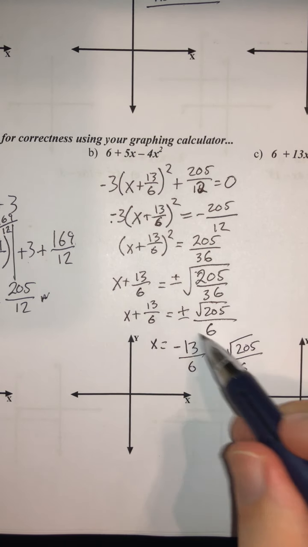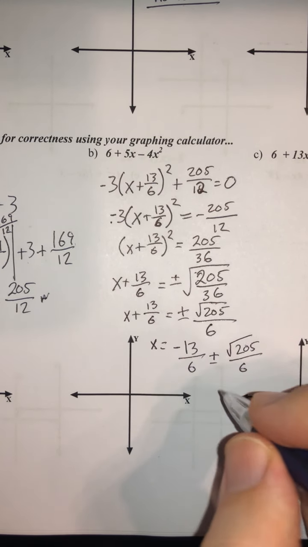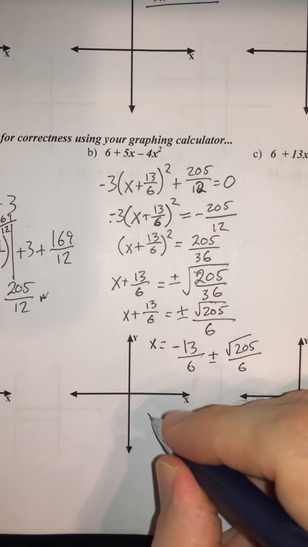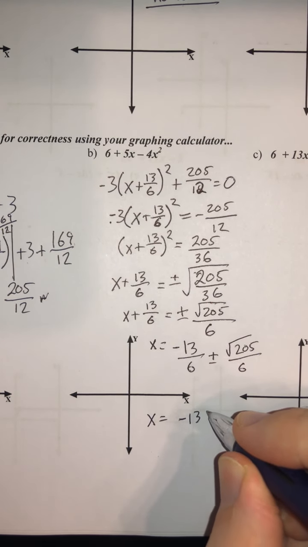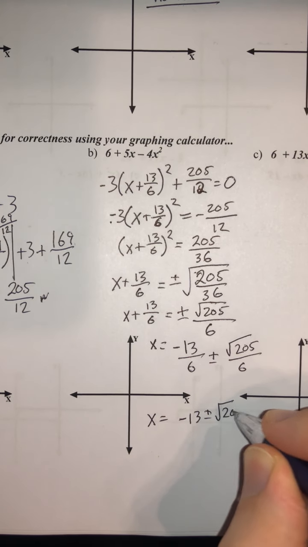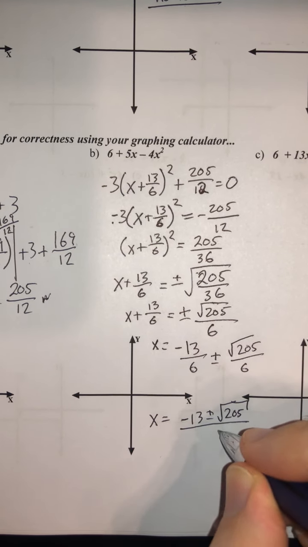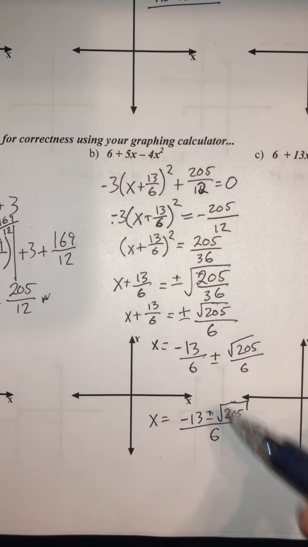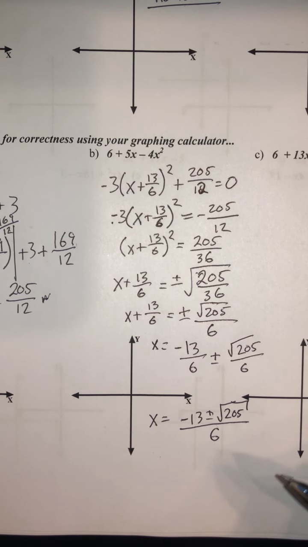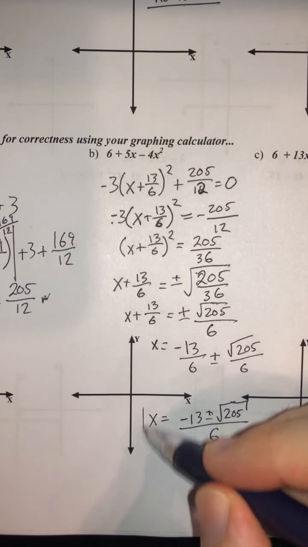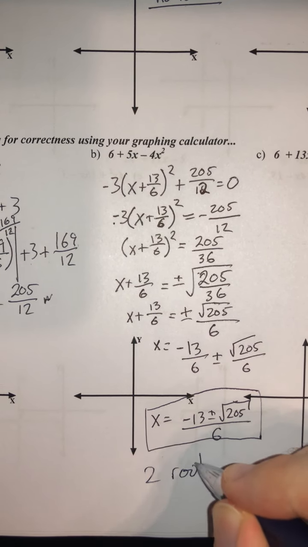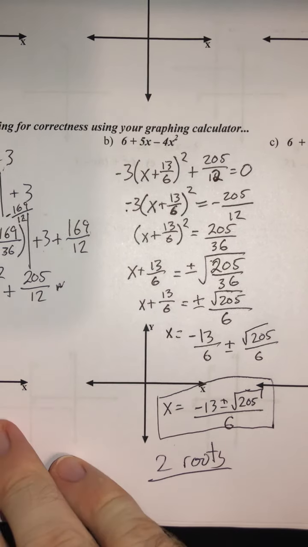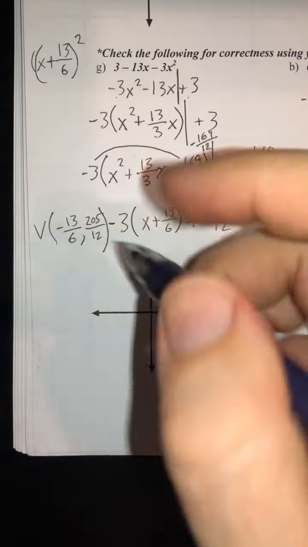So this would be your answer. You can just leave it like that. If you wanted to, the fraction is the same, so I could also say x is equal to negative 13 plus or minus root 205, all over 6, like this. But whichever one you did, I'm perfectly okay with you doing whichever. So there are my roots. So there's 2 roots. We're good with that. We've got 2 points. We've got the vertex.